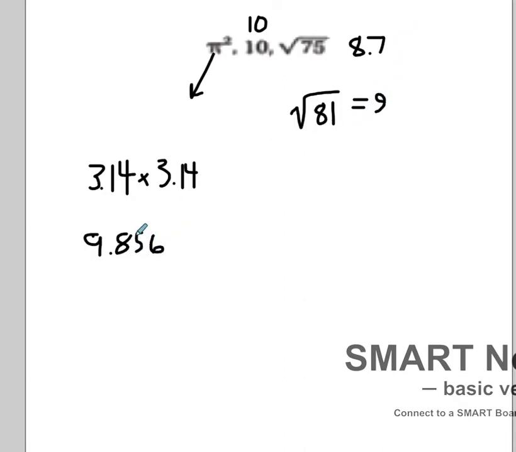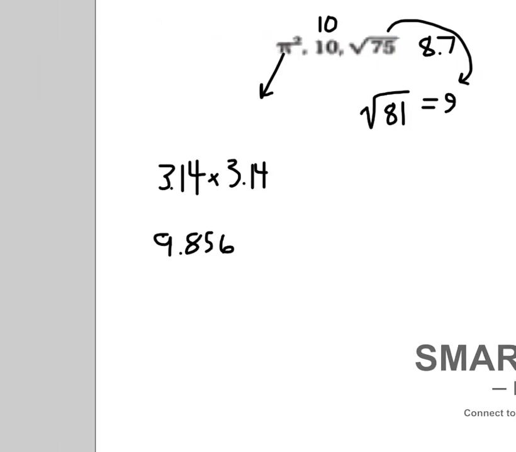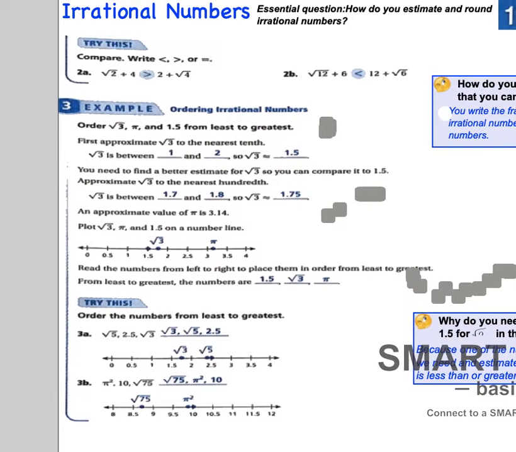So now I know that this value is less than 10, and I know the square root of 75 has to be less than 9, so I don't have to do any more investigation. You could prove it in your calculators, but now that we have this, we should know that the least value is the square root of 75. It's about 8.6 something. The second greatest value is pi squared, which got us to a little bit over 9. And then the 10 is the greatest number.